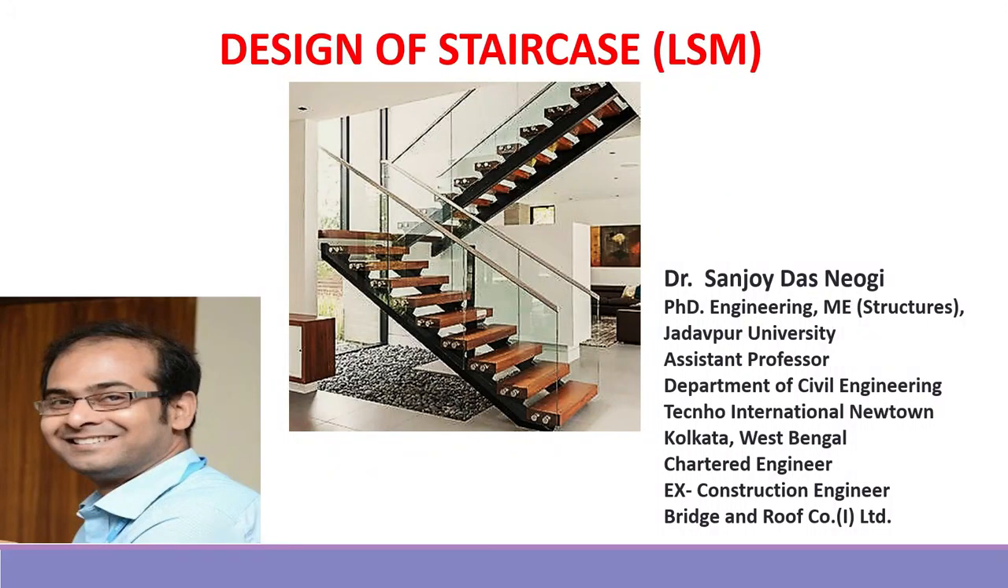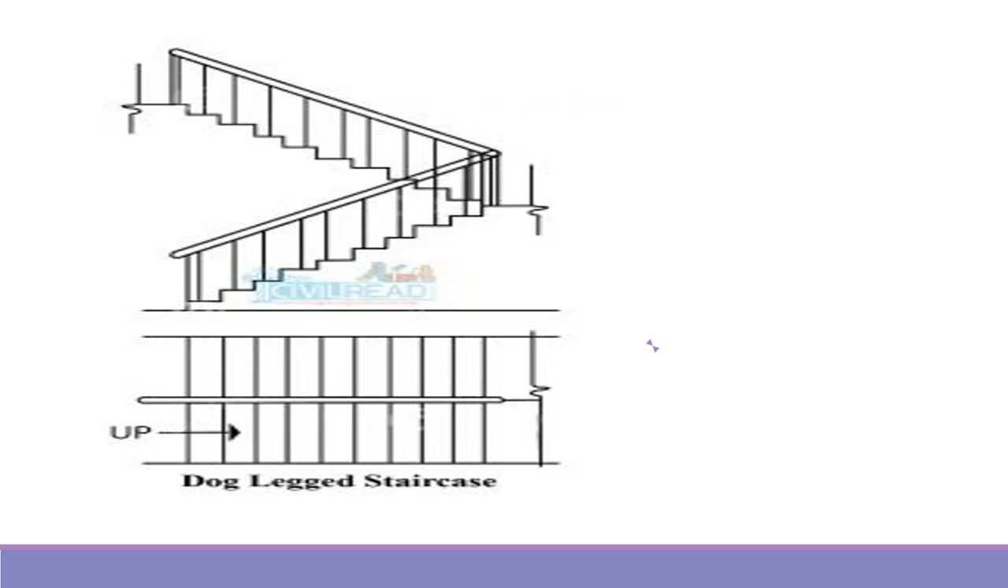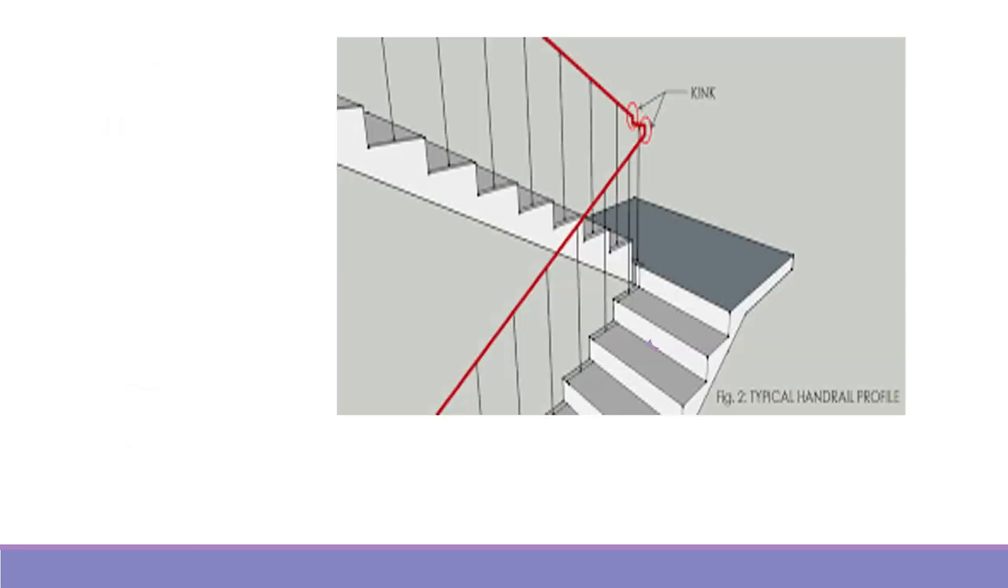Hello everybody, this is Sanjay Das Yogi to give a lecture on design of staircase using limit state method. As we know, a staircase is the lifeline of a building which gives us the facility to negotiate the elevation. This is a typical picture of a dog-legged staircase where we will see there are two flights of equal size. In this dog-legged staircase we have some specific members and the general arrangement may look like this.